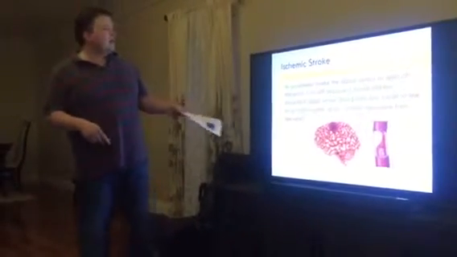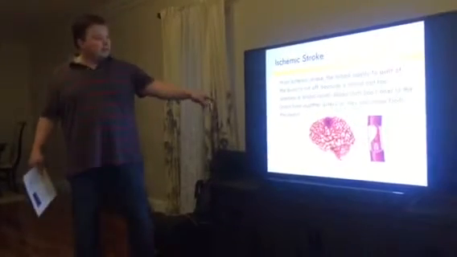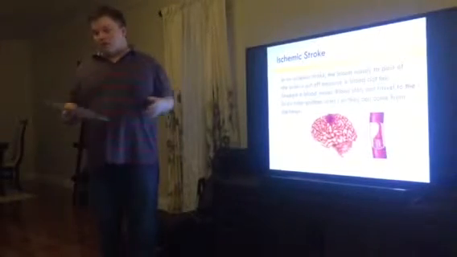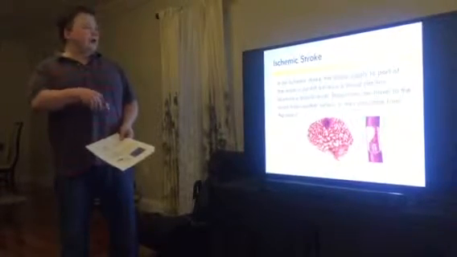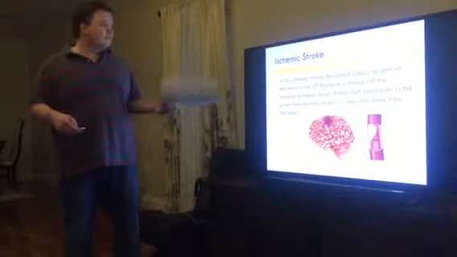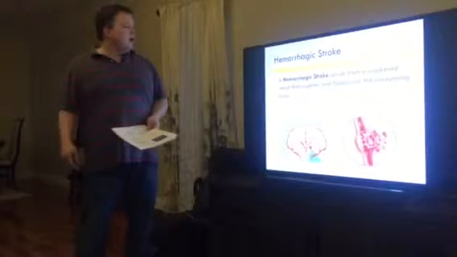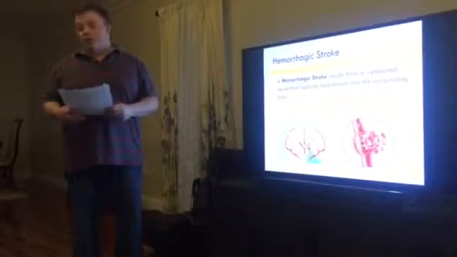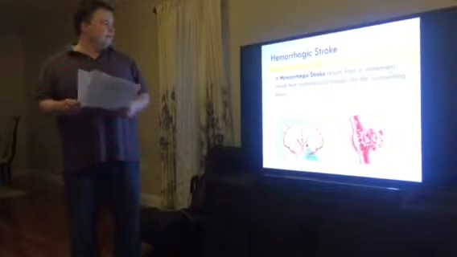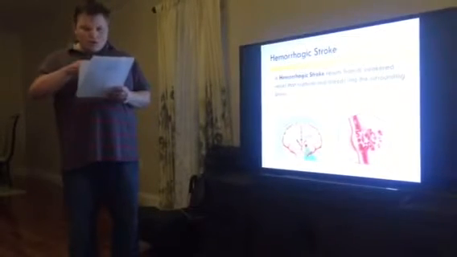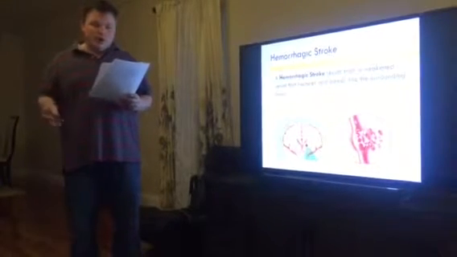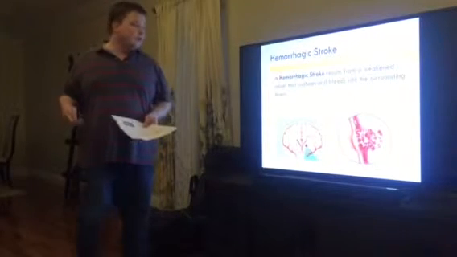Okay, first type, as I said, ischemic stroke, where a part of the blood supply is blocked off and it causes damage to parts of the brain. This can be caused by blood clots that block off the blood vessels. Hemorrhagic stroke results from a weakened or damaged blood vessel that bleeds into the surrounding brain. It creates pressure along the blood vessel, causing rupture and damaging the cells and the tissue in the brain.